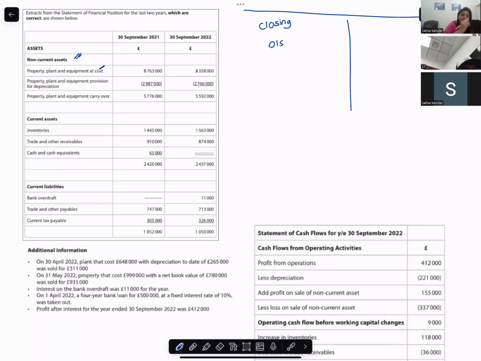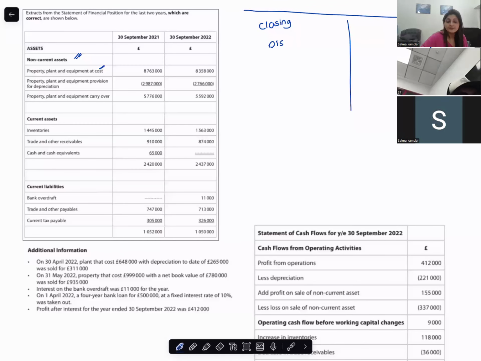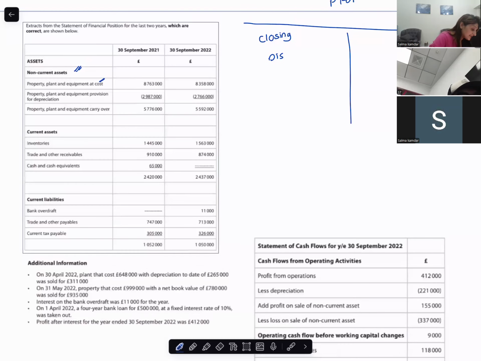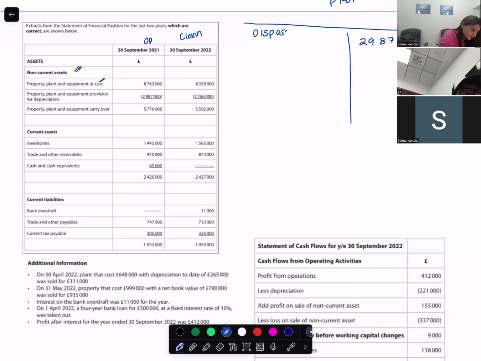Now, part A is that they have asked me to prepare a provision for depreciation account. So this is opening, this is closing. Where will the opening go? Opening will go on the credit side. Where will the closing go? On the debit side. What is the closing depreciation? 2766. You know, this is balance brought down and this is balance carried down. Okay.